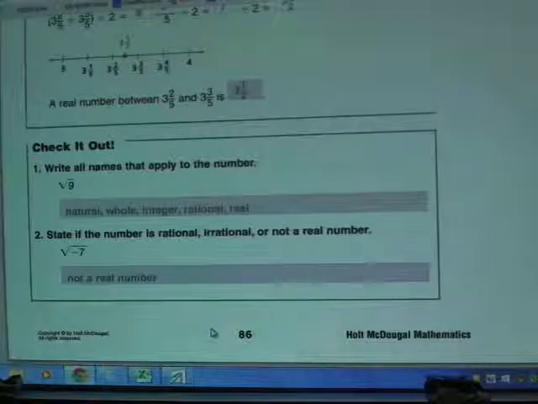Number 2, final problem here is asking me to state if the number is rational, irrational, or not a real number. Well, as you can see, once again, the example we've quoted so many times in this presentation, they're asking me to take the square root of a negative number. Once again, there is no number I can multiply by itself that will generate negative 7. There's no number I can multiply by itself that will make any negative number. And because that number does not exist, that means it's not a real number.